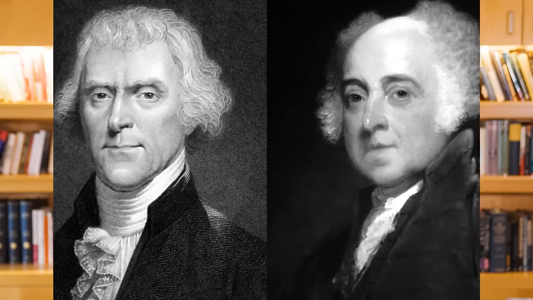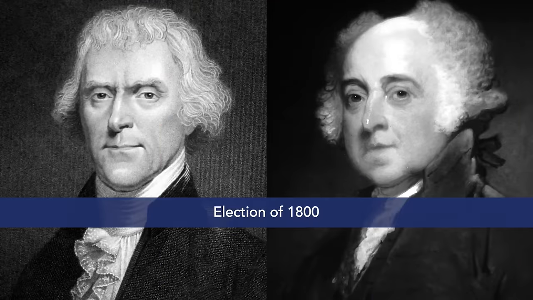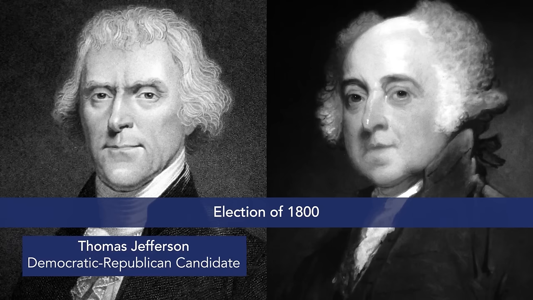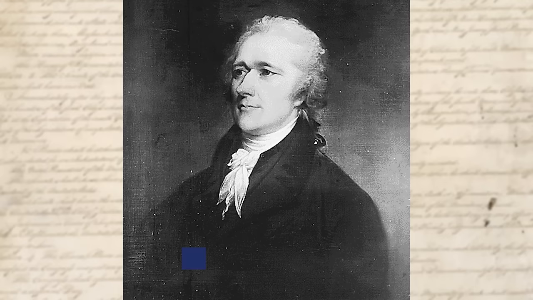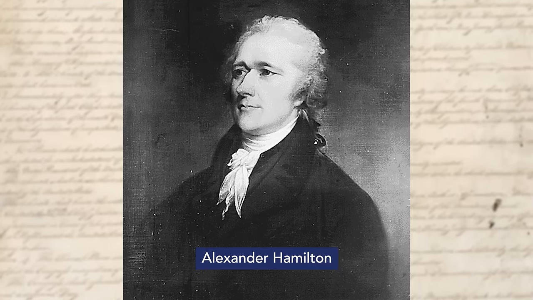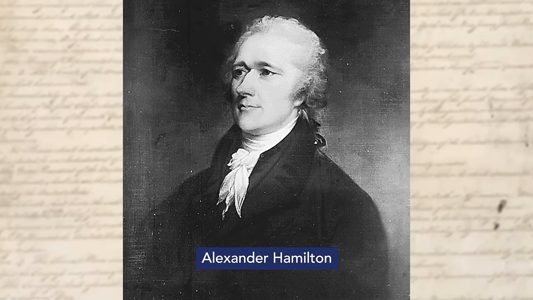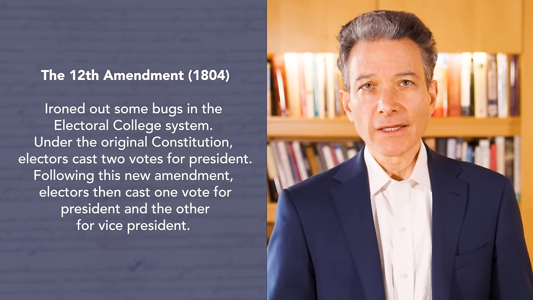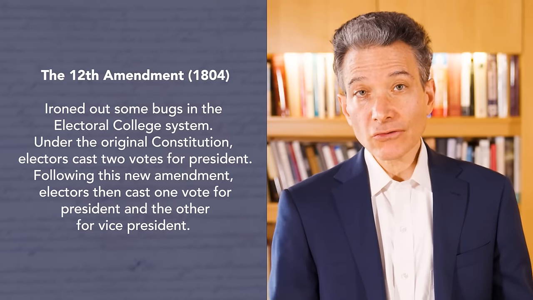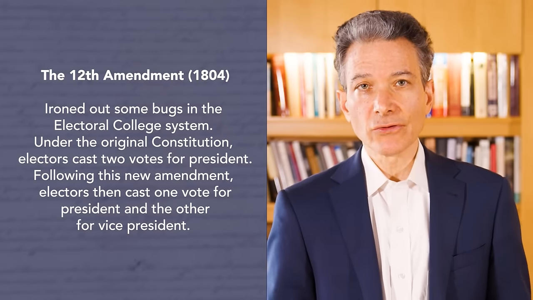And then we come to the 12th Amendment, which followed the extraordinarily contested election of 1800 between Thomas Jefferson and John Adams. You may know it from the musical Hamilton, because it indirectly led to the duel that resulted in Hamilton's death. And after the chaos of the election of 1800, the 12th Amendment altered the Electoral College and addressed the central problem that led to such confusion in 1800.